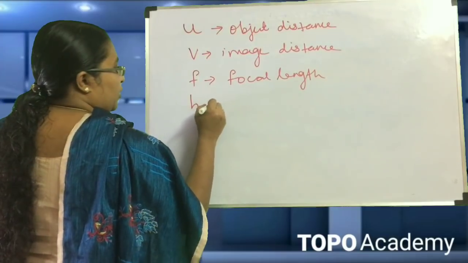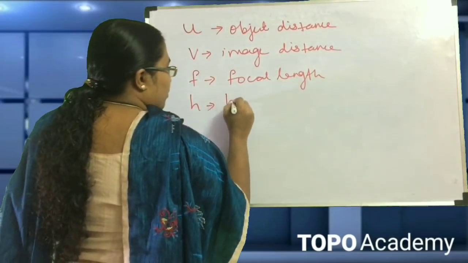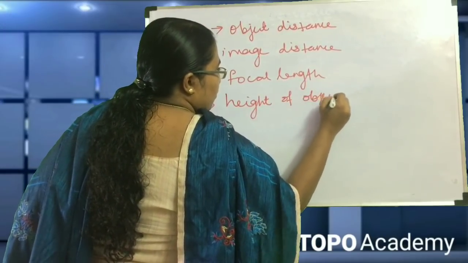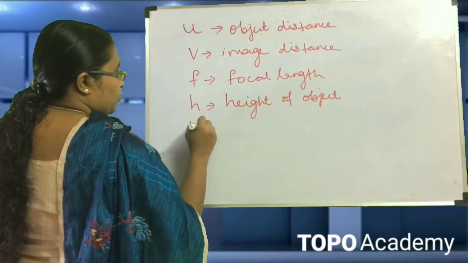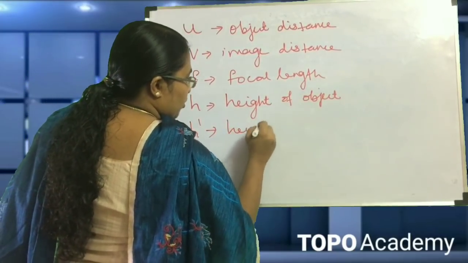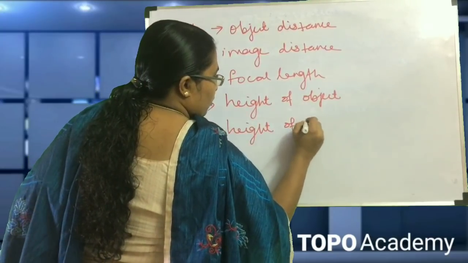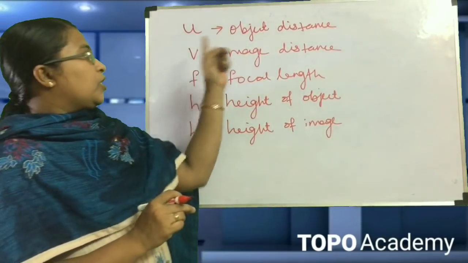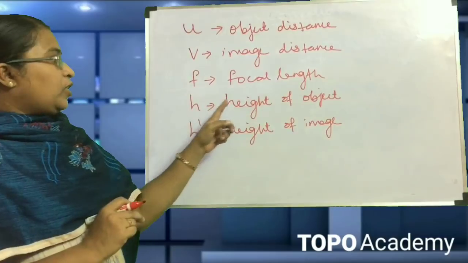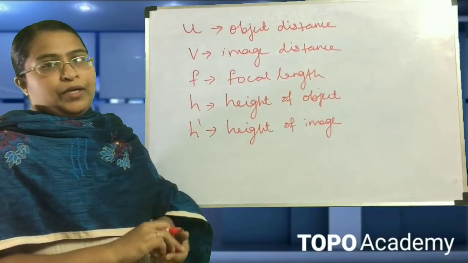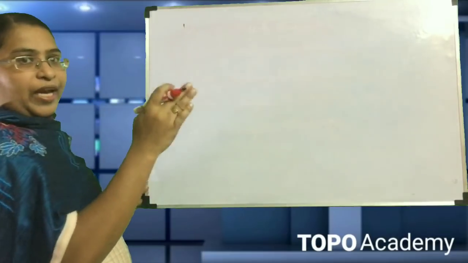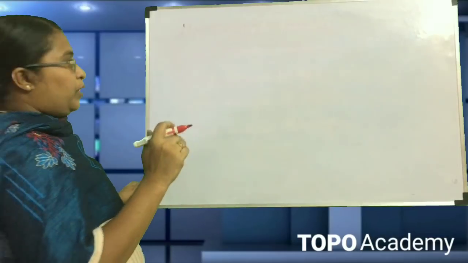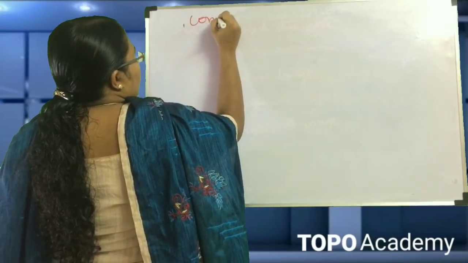Next is H. H means height of the object. Next is H dash. H dash means height of the image. So these are the terms: U object distance, V image distance, F focal length, H height of the object, H dash height of the image. Next we have to see the different signs for U, V, F, H and H dash in the case of concave mirror and convex mirror.